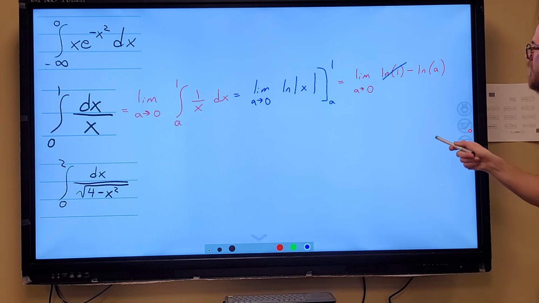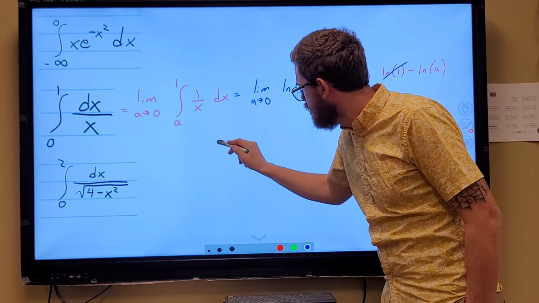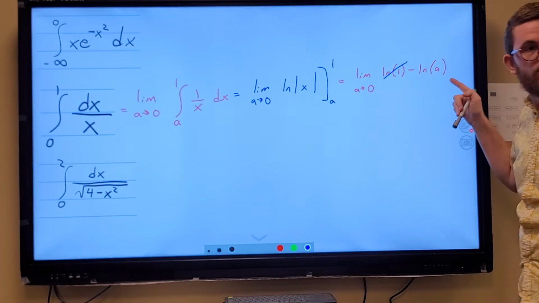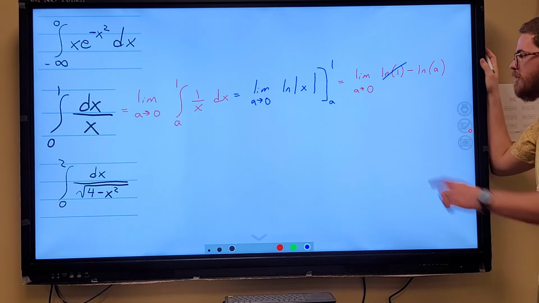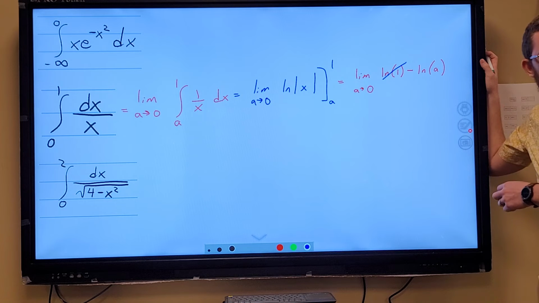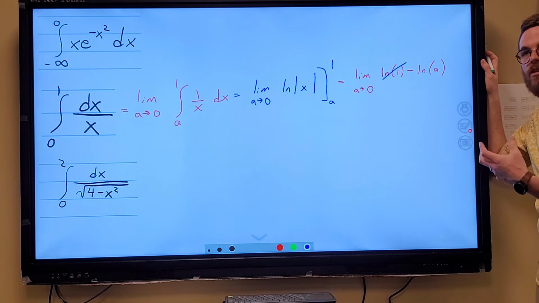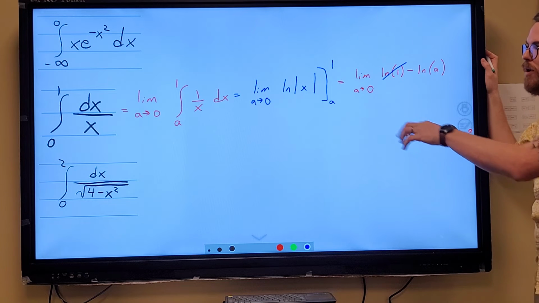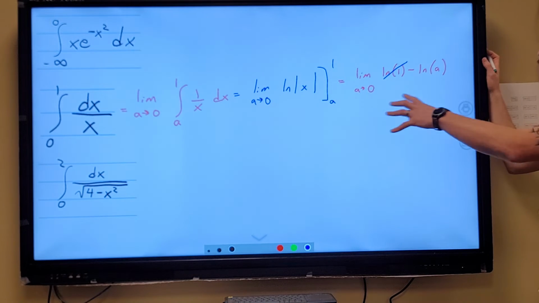And now we really need to think about this. The limit as a approaches 0 of natural log of a. And as I'm processing this, I'm realizing an even better way we could have been writing this, so I'm going to improve upon our notation.